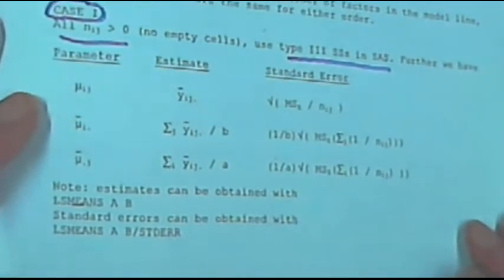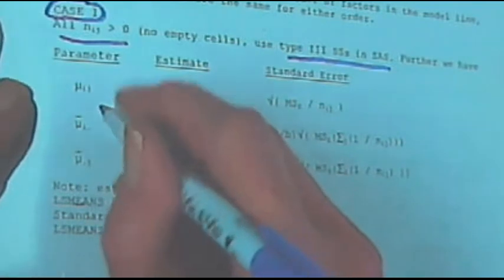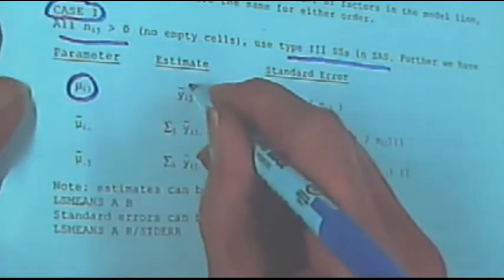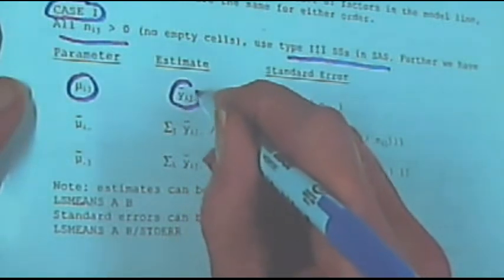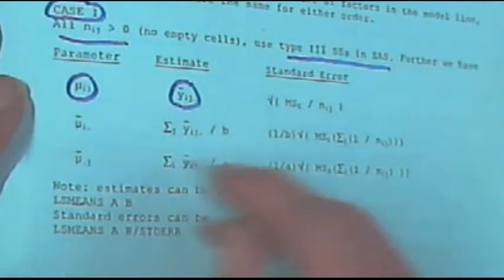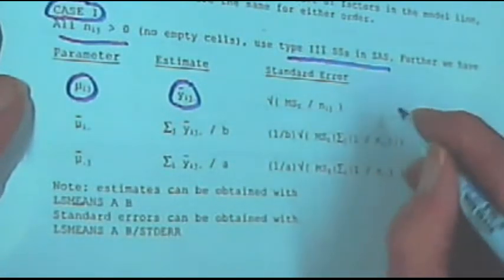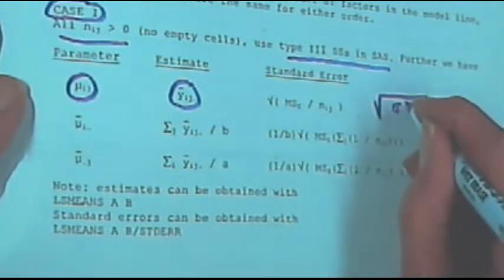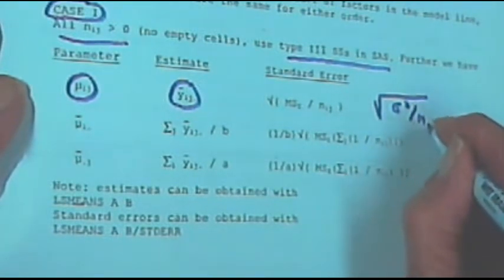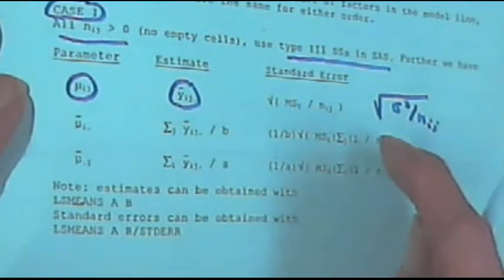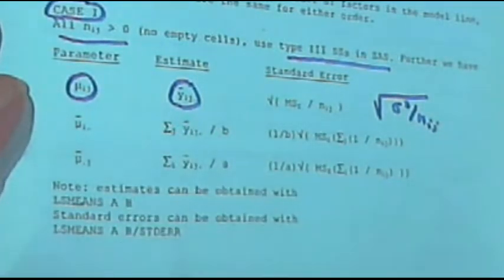Now, as far as some estimation goes, here are some parameters. The mean in the ij cell is estimated by the sample mean in the ij cell. That's pretty natural. And the standard error of that is our usual formula: the square root of sigma squared over Nij, and then we have to estimate the sigma squared. So that's our normal formula for a standard error of a sample mean.